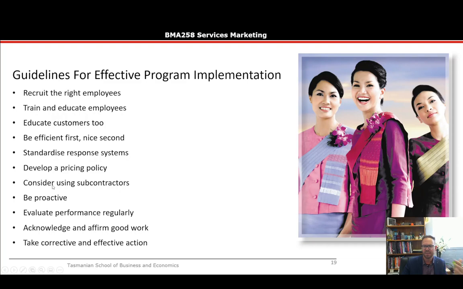Be proactive, anticipate the market. This is where your environmental scanning comes in. Evaluate performance regularly, the KPIs, acknowledge and affirm good work, which is a cultural thing. Our employees will do what they think that we value the most. So if we say one thing but do something different, then it's not going to resonate. If we keep praising the employees for having good customer service, having good empathy and stuff like that, our staff are going to realise that's what we care about, and then they're naturally going to be inclined to go, well, that's what we get rewarded for doing, that's what we want to give. Take corrective action and effective action.